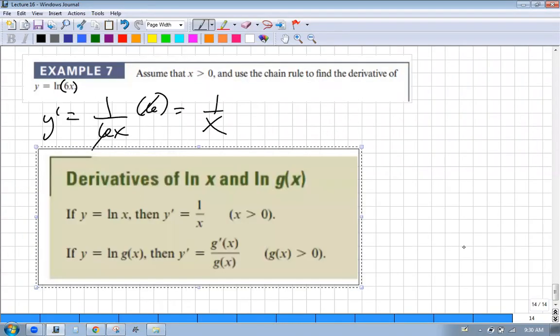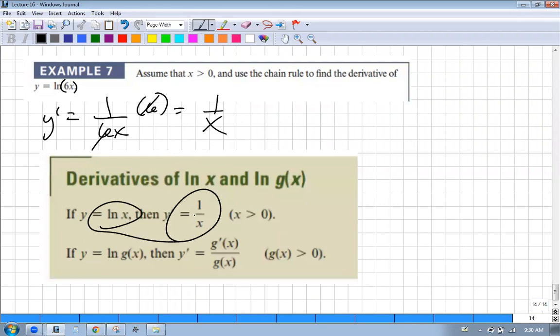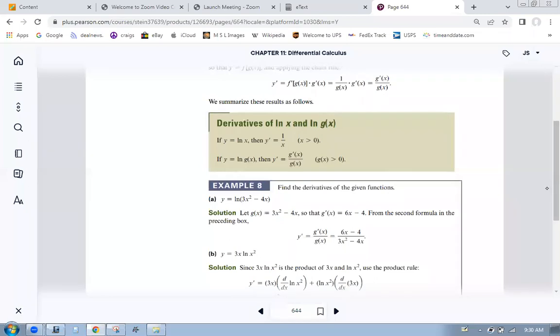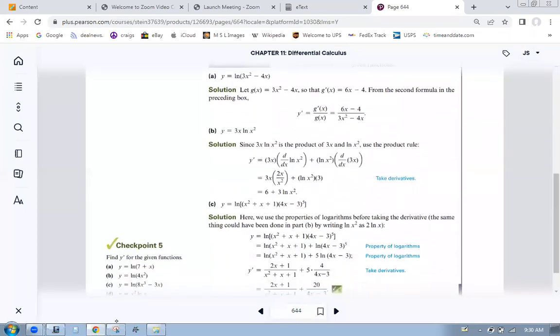Here's a summary. Derivative of natural log is 1 over. You have natural log of stuff. It's 1 over the stuff times the derivative of the stuff because of the chain rule. So we have B here.